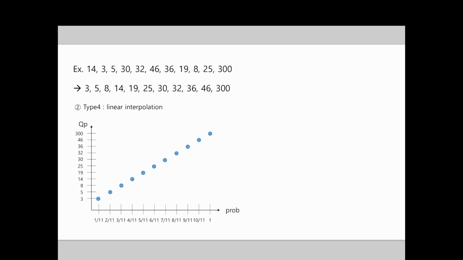In type 4, that is linear interpolation. Then the quantile function is like this. That is, we use linear connection like this. That is, we use the linear interpolation method.